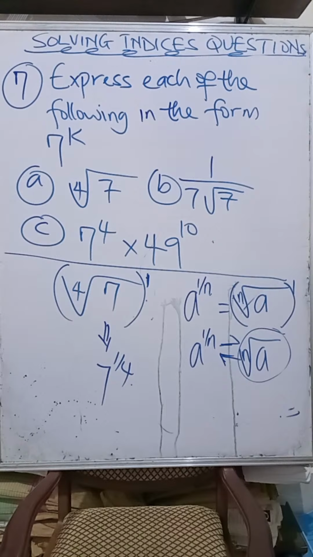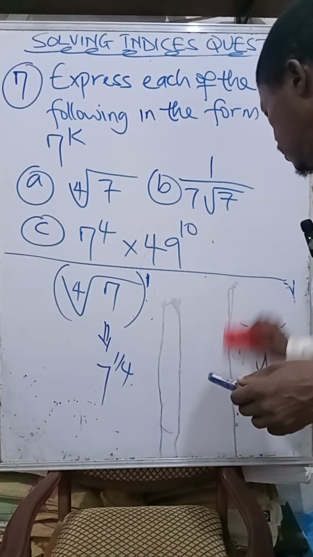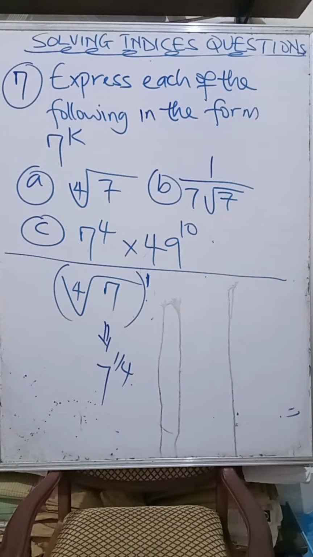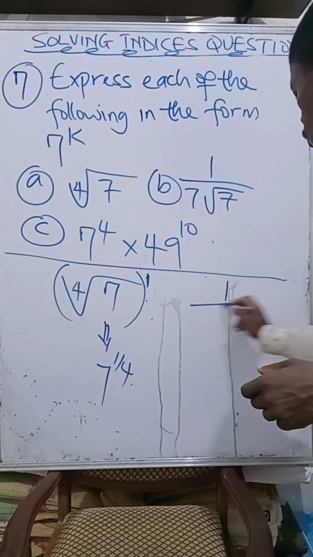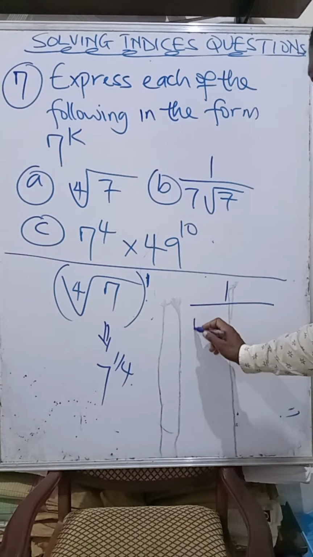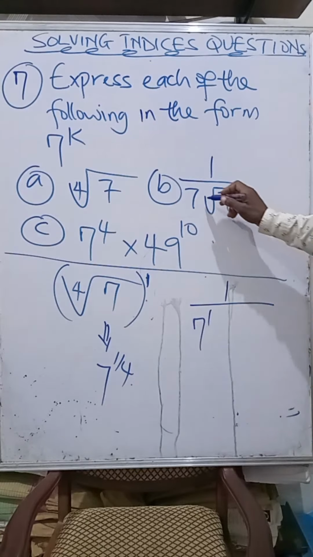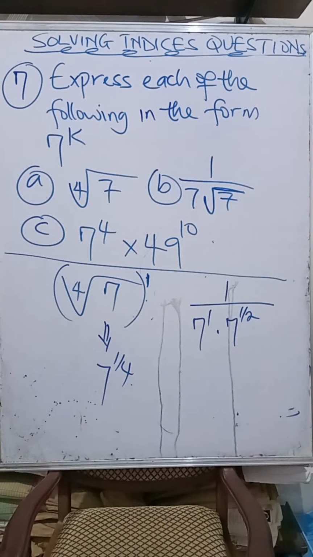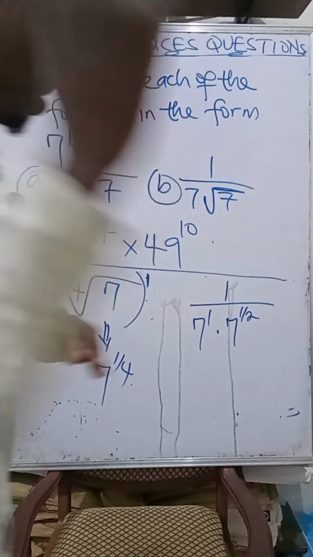So let's see the B part. The B will be equal to 1 over 7 to the power 1. Remove these square roots. If you do that, it's going to be times 7 to the power what? Half. Square root represents an exponent, the power half. That's enough on square roots.